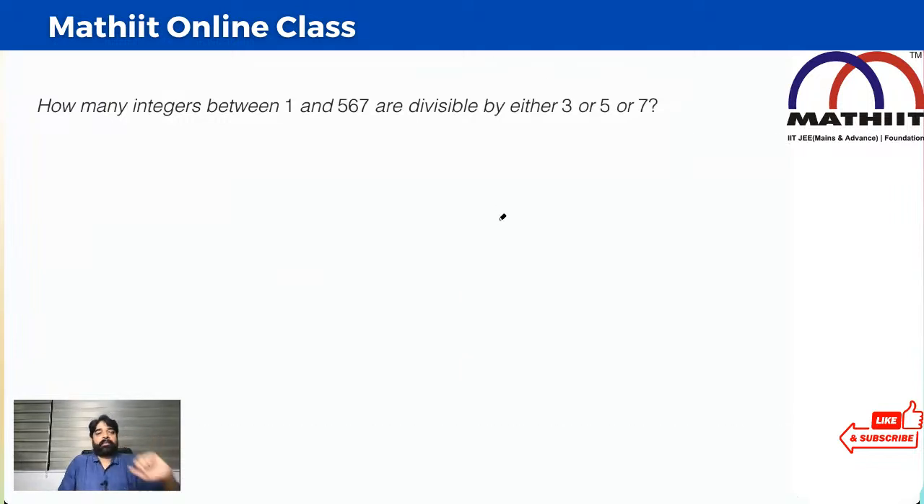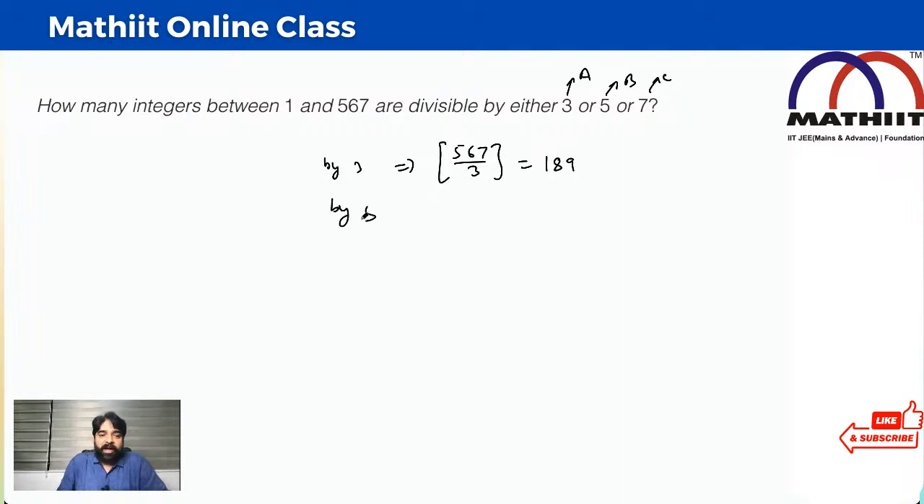Let's do it. I'm deciding the sets: this part I'm taking as A, this is B, this is C. Think carefully. Numbers divisible by 3 means what is coming? Greatest integer of 567 by 3. How much will it become? 3 times 63 is 189. Then the greatest integer of 567 by 5 will be equal to 113.